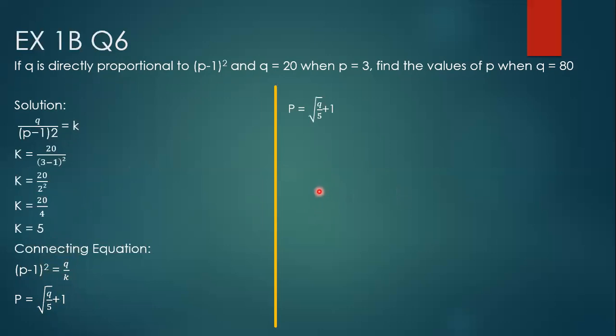Now replace q with 80. So 80 upon 5 will give you 16. Now, square root of 16 is either plus 4 or minus 4. So let's take this as plus 4 first. So it is plus 4 plus 1 or minus 4 plus 1, because first time you're going to take the square root of 16 as plus 4, next time you're going to take the square root of 16 as minus 4. Plus 1 will remain the same in both cases. So p will be either 5 or minus 3.